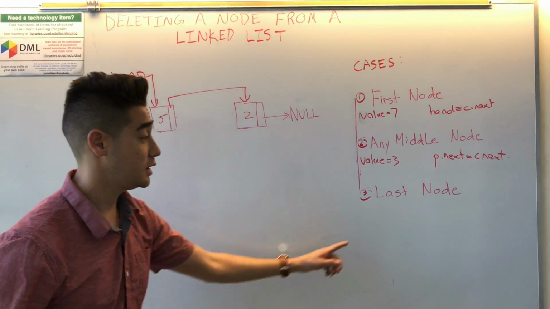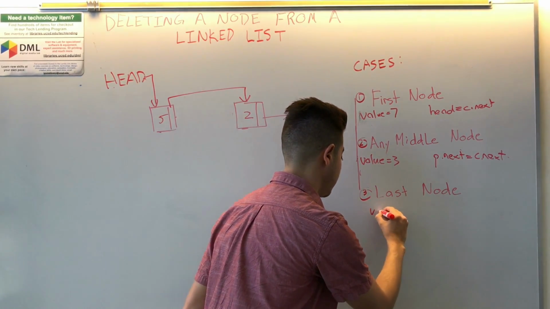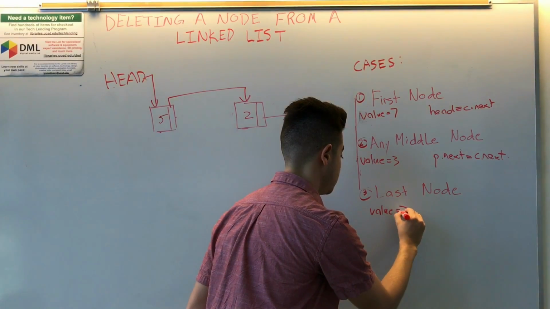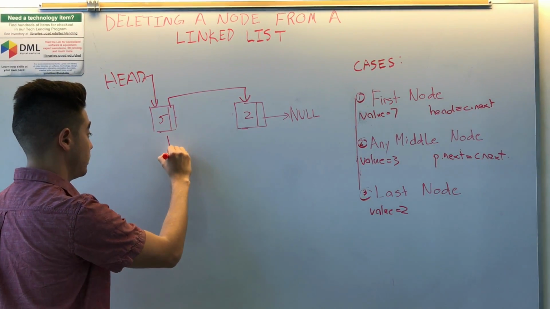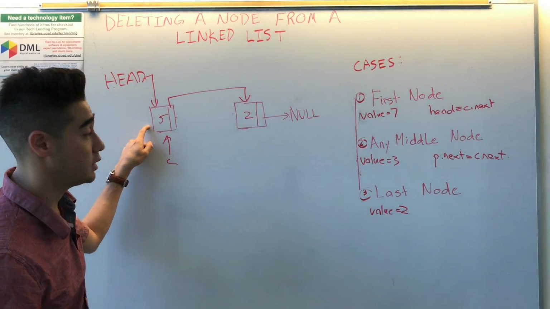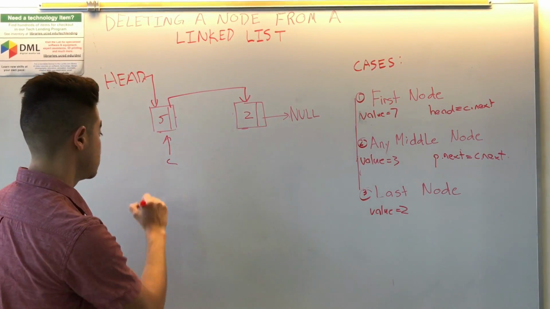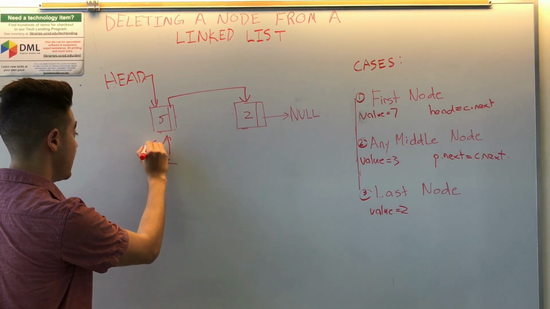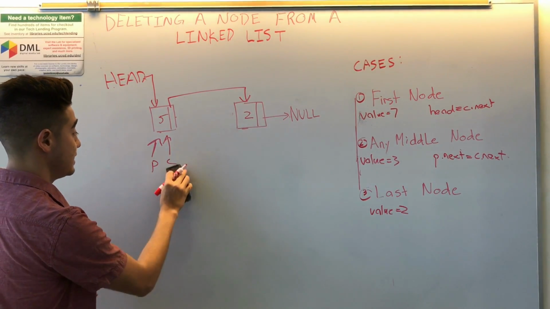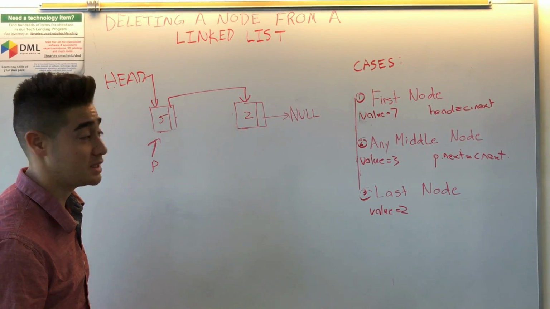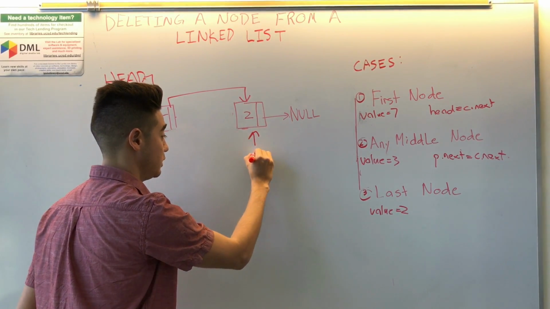For our final case, deleting the last node, let's say we want to delete a node that has a value equal to 2. Again, we start with a pointer C, have it point to the first node in the list. Check if C's value is equal to the value we want to delete. We see that it isn't. So again, we create a second pointer P, have it point to the same node as C, and increment the pointer C by 1, so it points to the following node in the linked list.